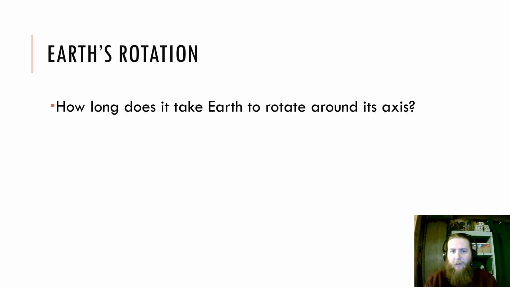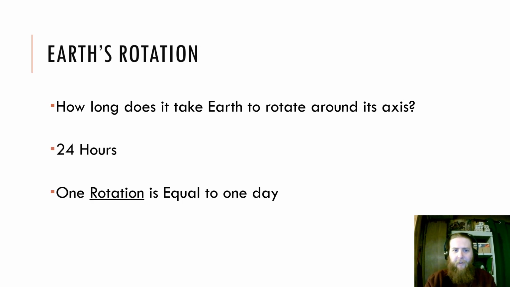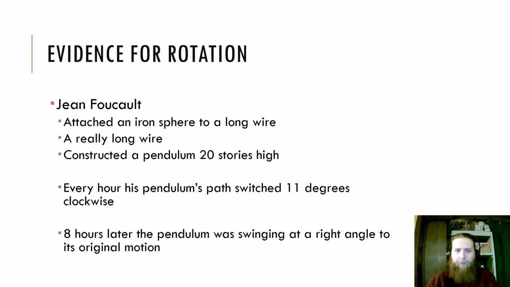So how long does it take Earth to rotate around its axis? Well, if you're used to looking out the window, you know that we have 24 hours. One rotation is equal to 1 day. When you get to noon and that sun is high in the sky, you're going to go around a whole circle before that sun goes back up high in the sky again. That's 1 day, around 24 hours.